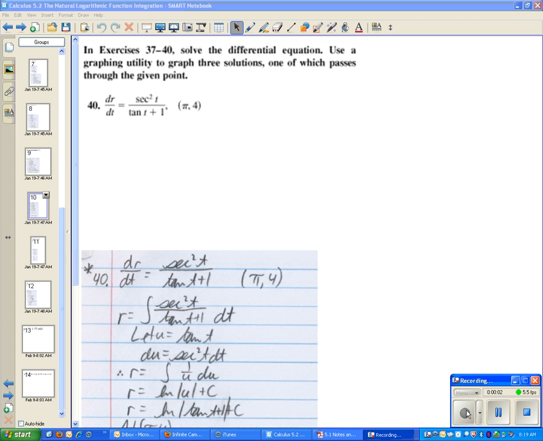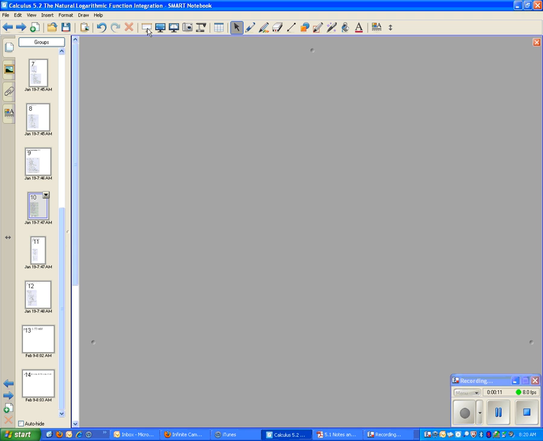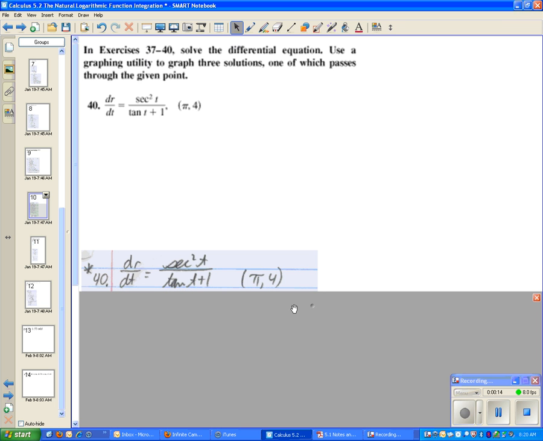Number 4, we need to solve the differential equation, use a graphing utility to graph 3 solutions, one of which passes through the given point. So here's our differential equation, dr dt. Now, dr dt means that the function is called r and the variable is t, because that's the derivative of r with respect to t, equals secant squared t divided by the tangent of t plus 1. All right, and then once we've done this, the point that it needs to go through is pi, 4.